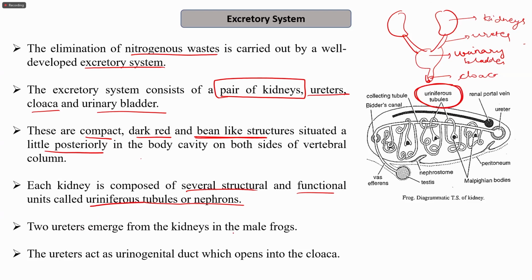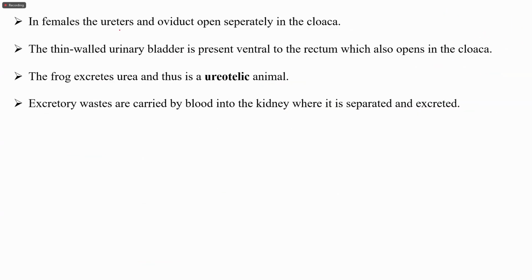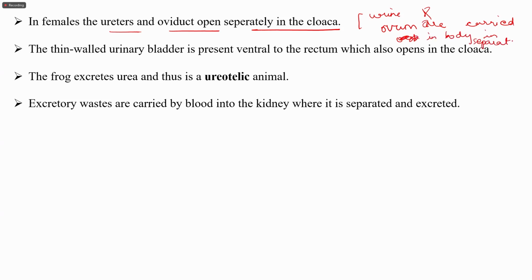So two ureters emerge from the kidneys in the male frog. The ureters act as a urinogenital duct which opens into the cloaca. In females, the ureters and the oviduct open separately in the cloaca because in females, the urine and ovum are carried in the body in separate tubes.